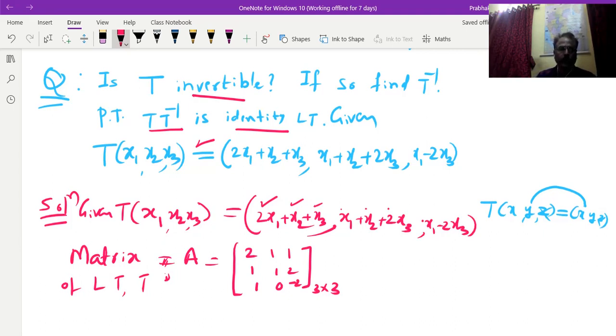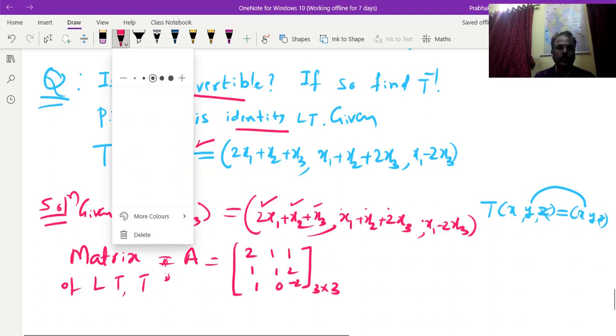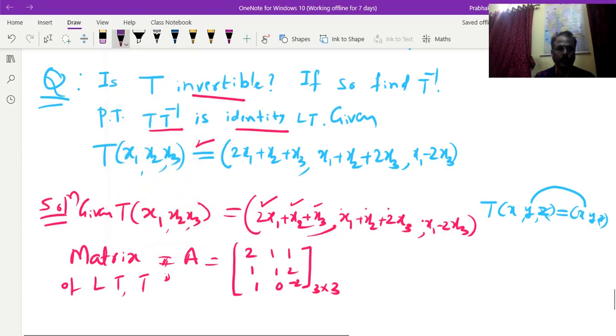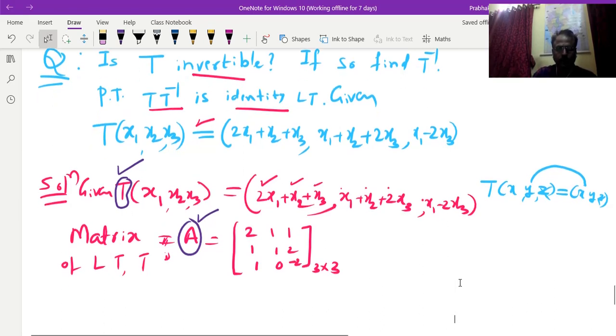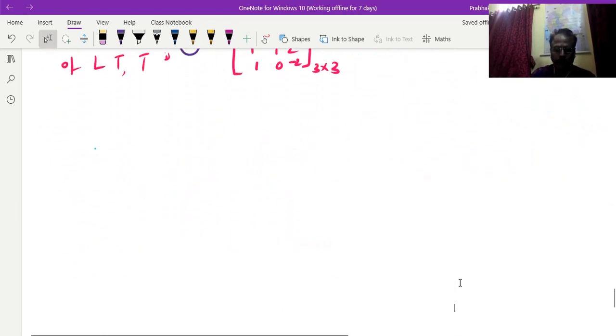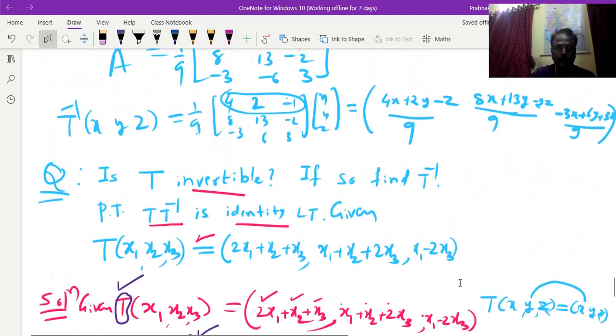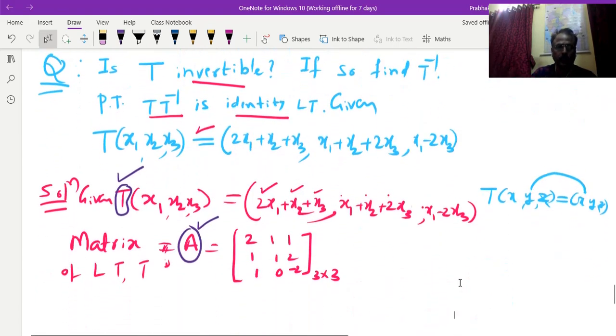Then what do we do? A and T are recognizable with respect to each other. What I mean is, whatever happens to A, the same thing happens to T. So let us try that. Now what do I ask? This is the question: is T invertible, and is T into T inverse identity?